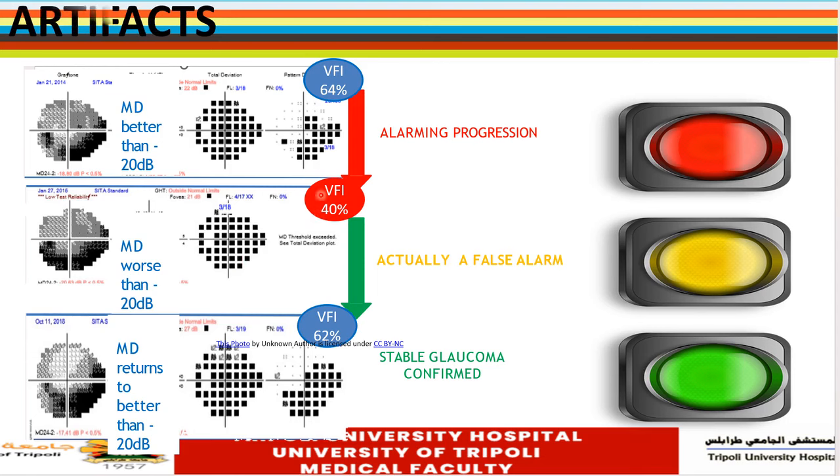So this alarms a progression. Initially, you think that there is a marked progression in his glaucoma case. However, since the test is not reliable, repeating the test again shows improvement in the mean deviation, better than 20 decibel, and hence the pattern deviation probability plot is generated. So the visual field index returns to normal, that's 62%. So it initiated alarms of progression, but this was a false alarm, and the patient was shown to be stable. This is important to note.